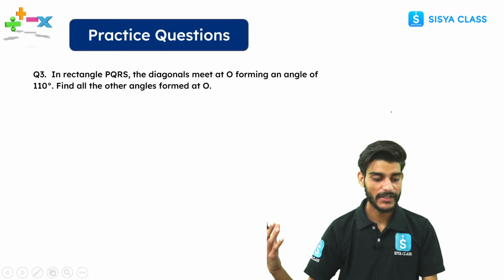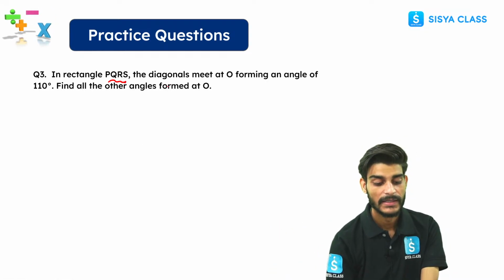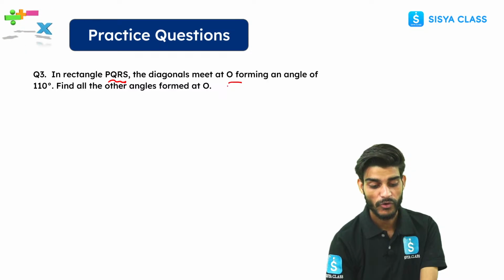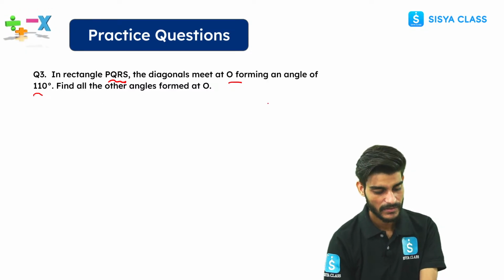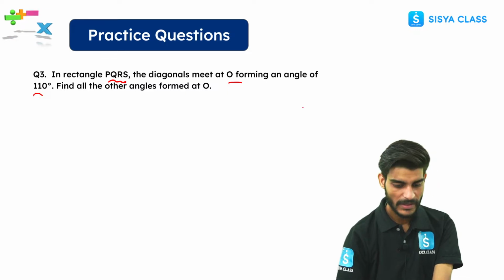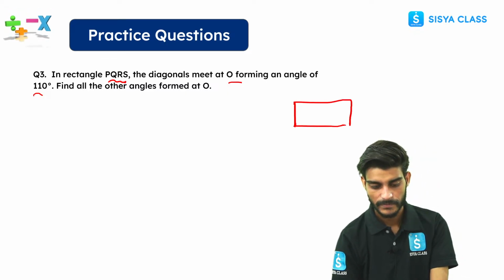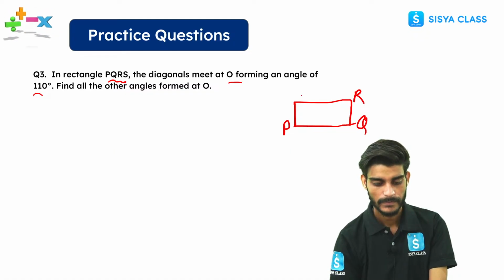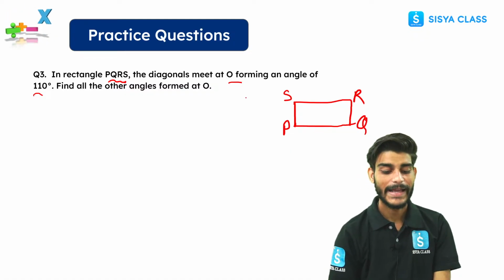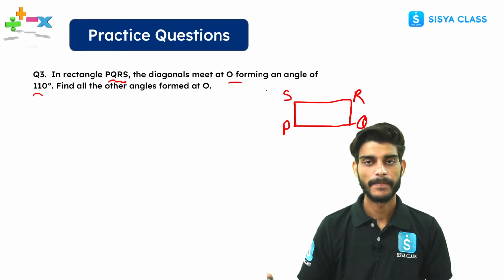Let's come to question number 3 now. Basically, in rectangle PQRS, the diagonals meet at O forming an angle of 110 degrees. Find. Very simple question. I think everyone can do this. We have a rectangle PQRS. The diagonals meet at O forming an angle of 110 degrees.